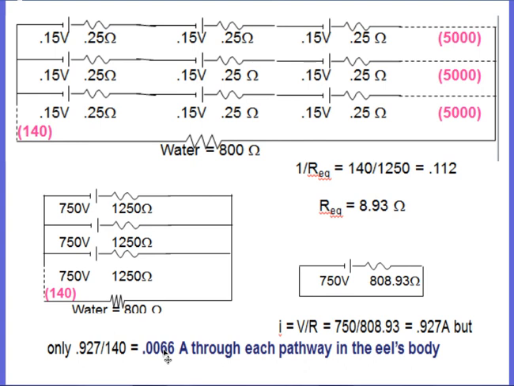So there is the trick. The eel does have almost 1 amp flowing through its body, but by 140 different pathways. And so the eel does not suffer the damage that the fish do.